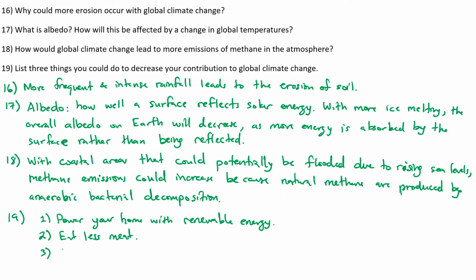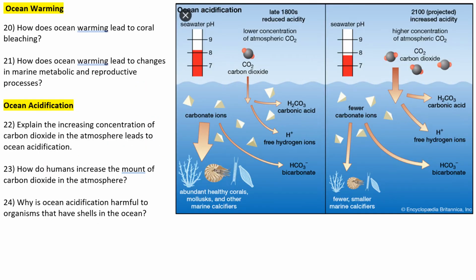Number 3, reduce water waste. So how does ocean warming lead to coral bleaching? Coral has a narrow range of tolerance, so they will die if the temperature increases.